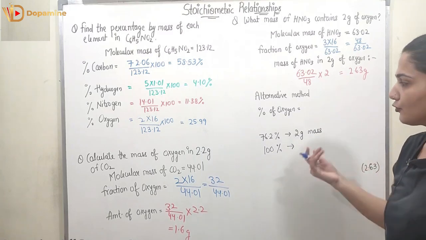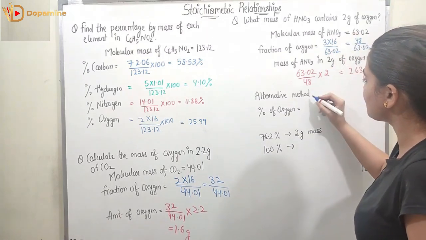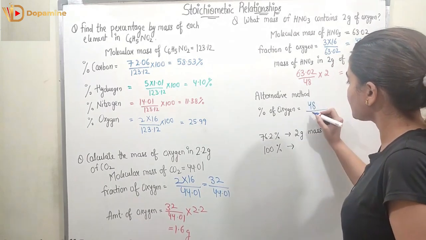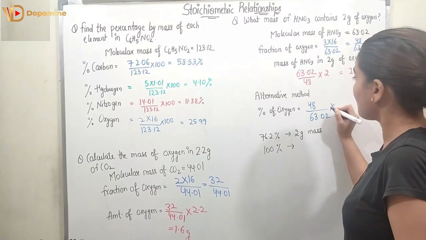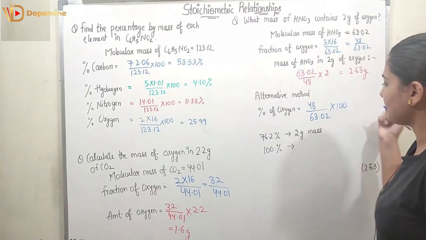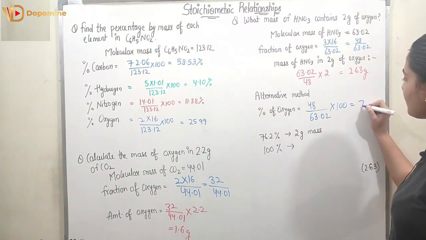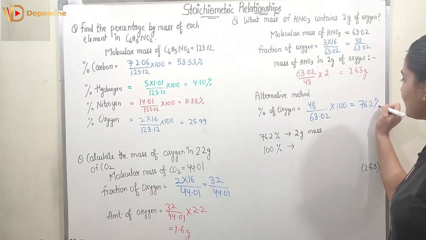Right, now we have an alternative method as well. First of all, we need to find out the percentage of oxygen. For that we will be using the fraction of oxygen. What was the fraction of oxygen? 48 upon 63.02. For percentage we will be multiplying it with 100. So when you find it out, it will be coming out to be 76.2%.